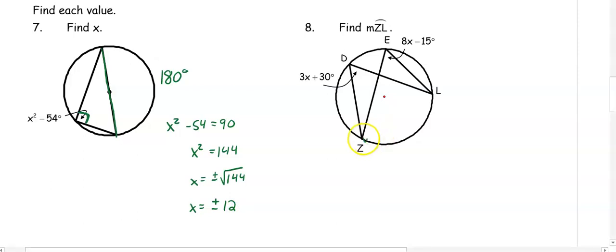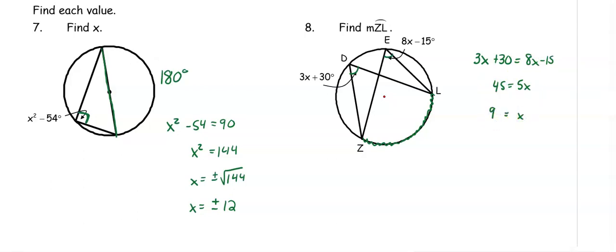In number 8, we want to find the measure of arc ZL. Well, we see that angle D and angle E are both intercepting that arc, so we know that those are congruent. 3x plus 30 is going to equal 8x minus 15. So we get 45 equals 5x. When we divide, x is 9.